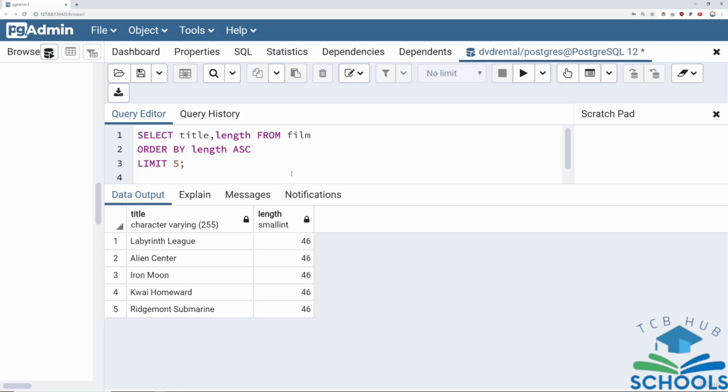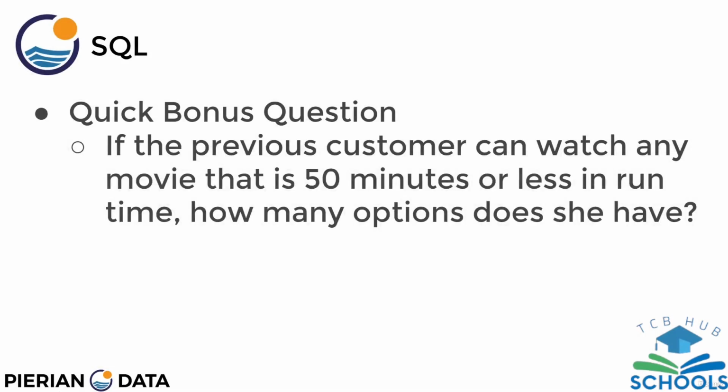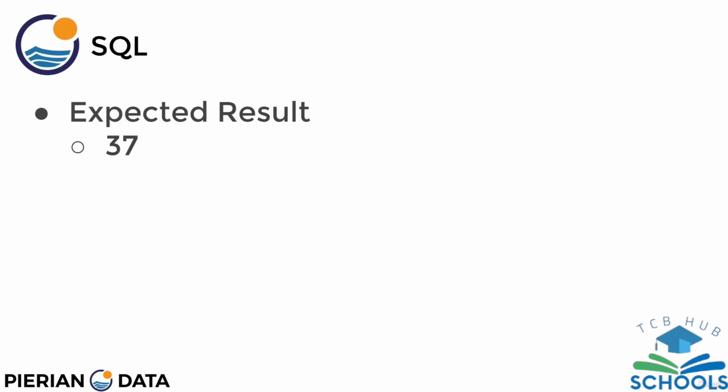Okay, and finally, let's give you a quick bonus question. So here's a quick bonus question, no hints or anything for this one, just quickly. If that previous customer can watch any movie that is 50 minutes or less in runtime, how many options does she or he have? Keep in mind, you may actually not even need order by for this. So again, we're just asking how many movies can that customer watch that are 50 minutes or less in runtime? The expected result is 37 movies.